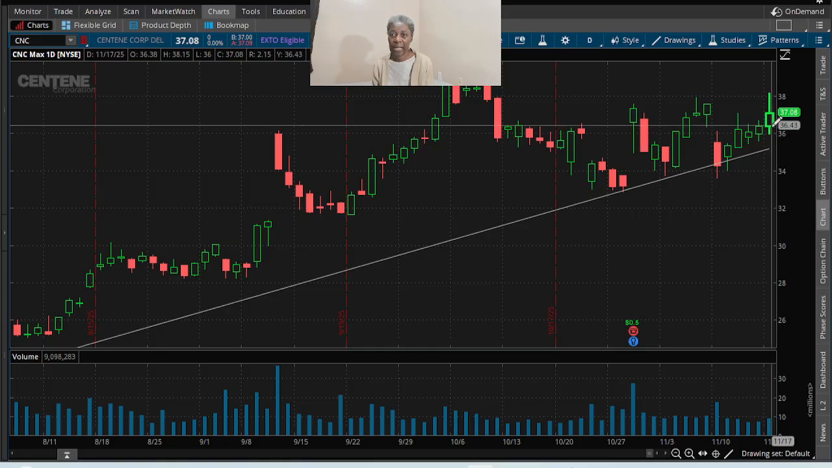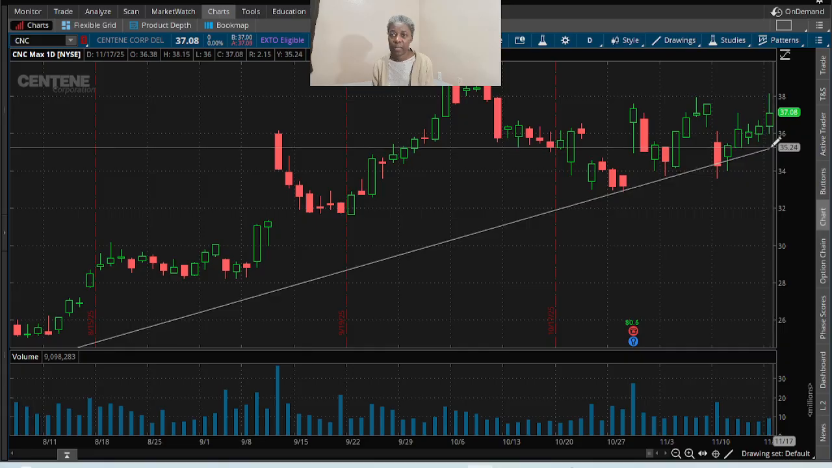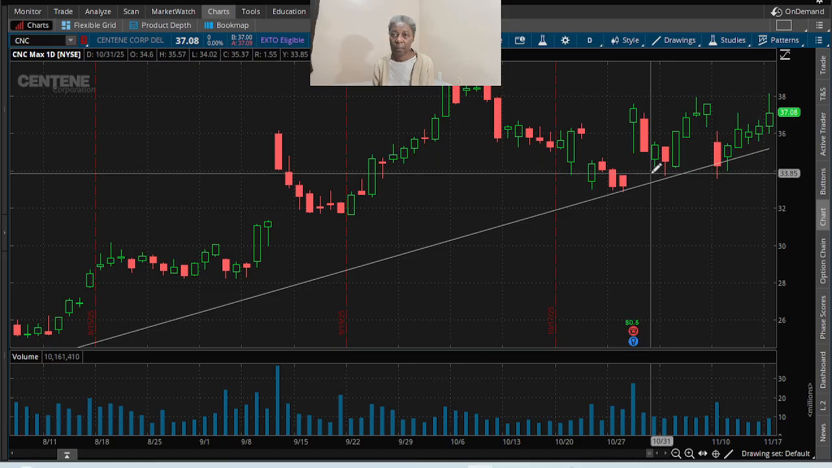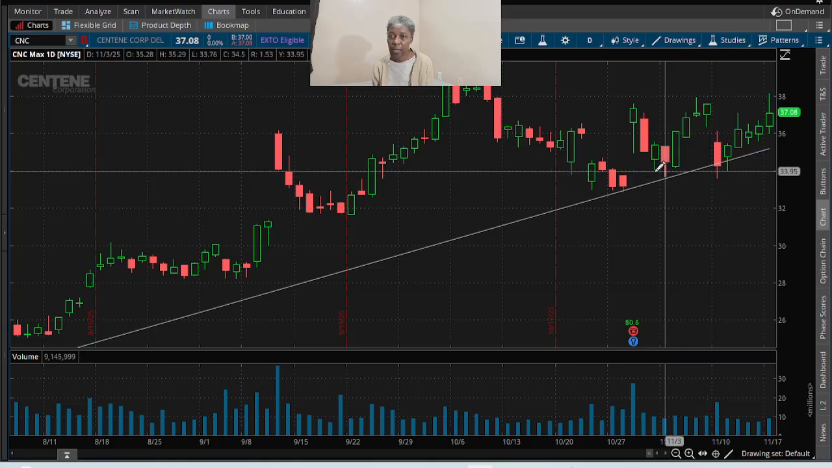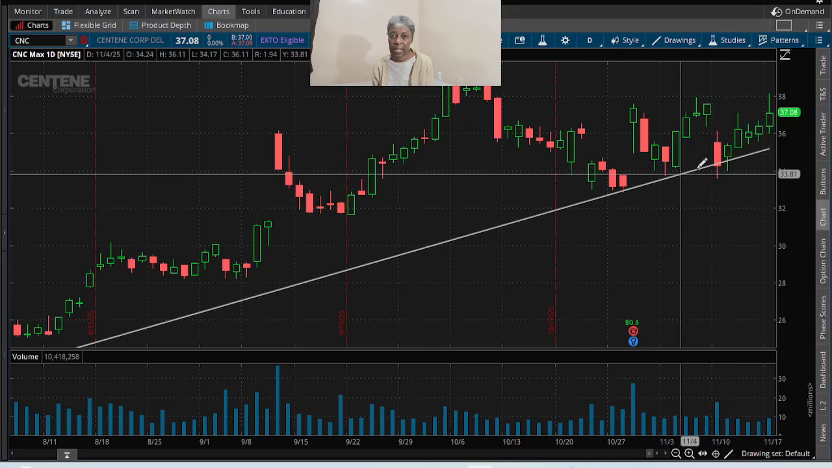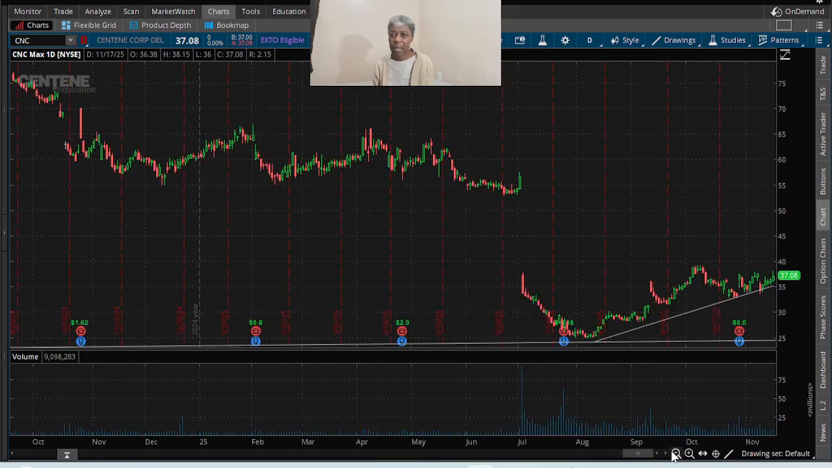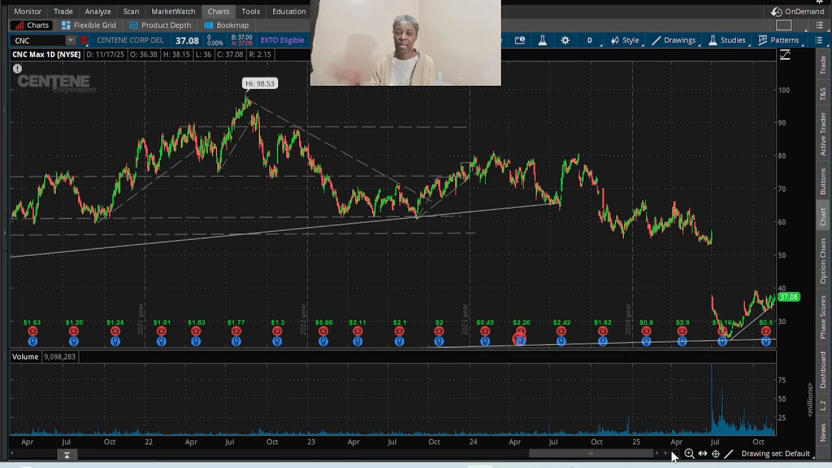Maybe we might buy it in a pullback if it pulls back to that support line or a little bit higher up. And pretty much, we are seeing some higher lows along this valley line, this supporting line here. So buy some and just let it be. This costs $37.